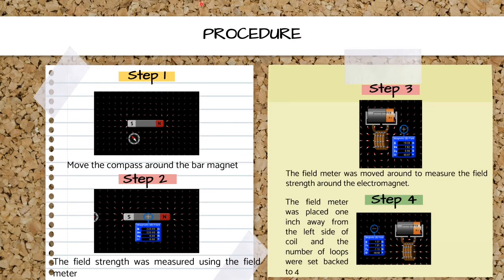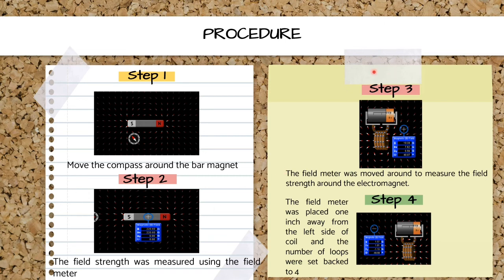Now for the procedure, this experiment was divided into two parts, which are to calculate the magnetic field strength using a field meter on a bar magnet and on an electromagnet. For the bar magnet, the first step is that the compass was moved around the bar magnet to determine its poles. Next, after we figured out the poles, the field meter, the blue one, was placed at the north and south poles to measure the magnitude of the field strength, and the observations were recorded.